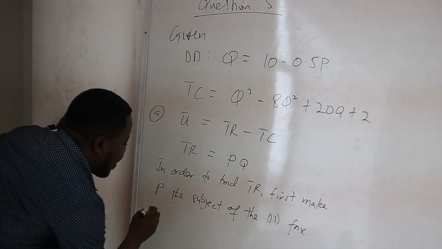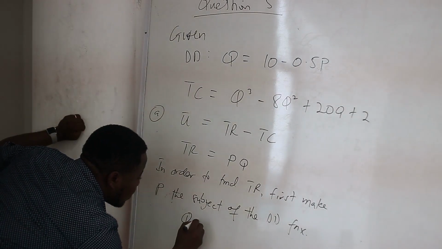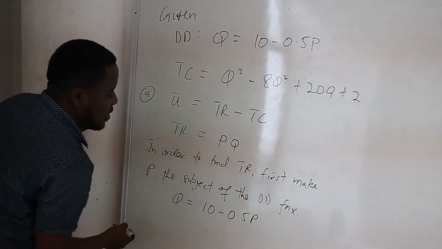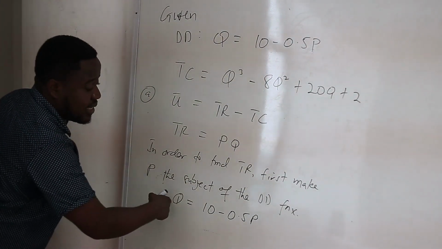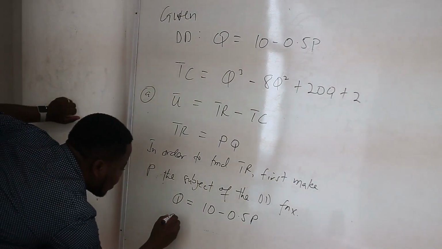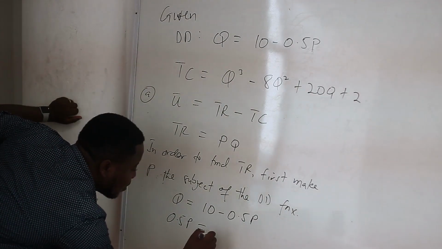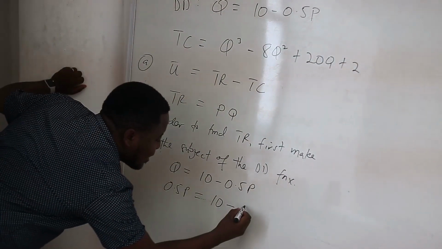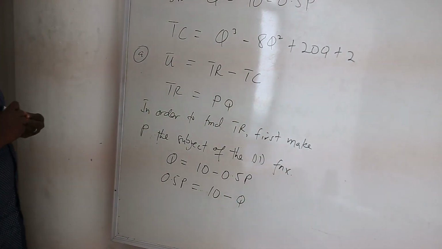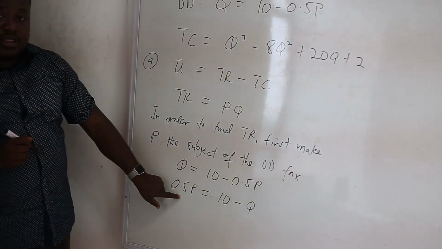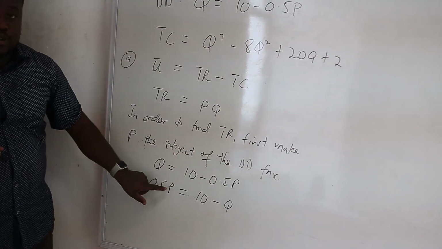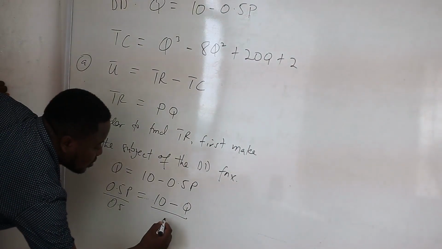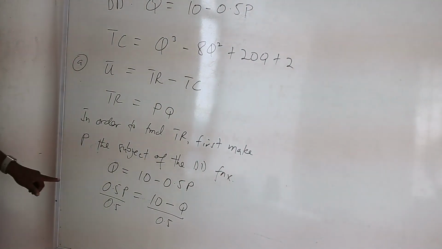So in this case we have Q is equal to 10 minus 0.5p. So we have to bring P here and send Q there. So we have 0.5p is equal to 10 minus Q, because if you cross the equals, plus becomes minus. And remember, we want P, we don't want 0.5p. So you have to divide through by 0.5. Whatever we do to the left hand side, we do the same thing to the right hand side. So divide here by 0.5.